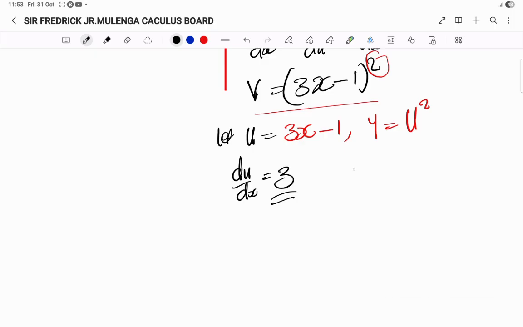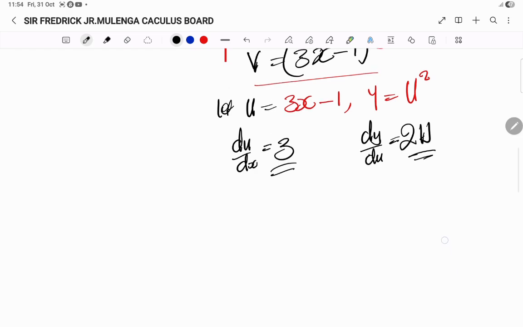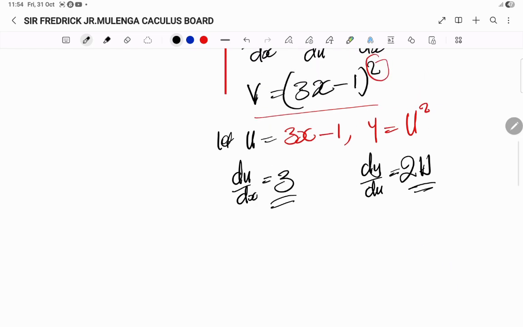Then dy/du with respect to u is going to be 2u, and 2 minus 1, it will be just like that. So it will remain like that. So now we've done this. So we'll now apply what? Chain rule to finish this one.